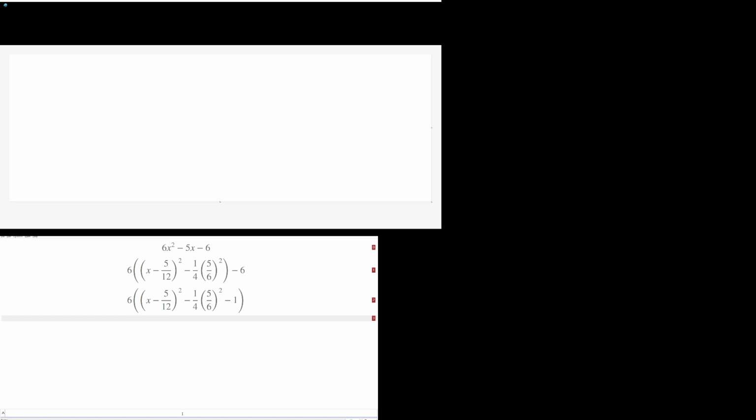let me just write out the whole thing. It becomes negative 169 over 144. Now, notice something special about this number. It is a square number. You can square this, you can root this number, right? Perfectly.